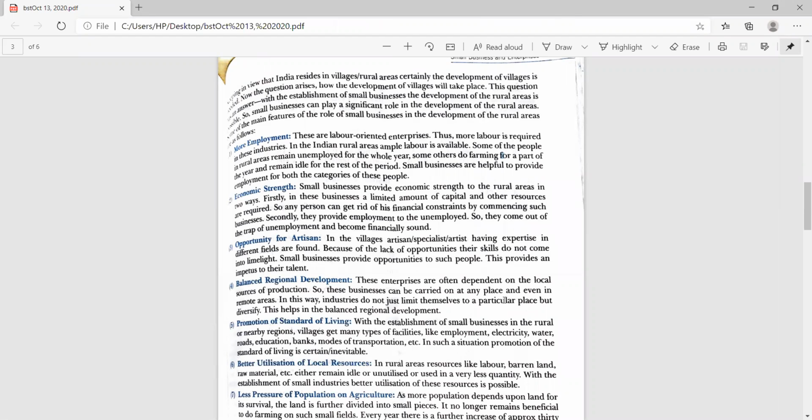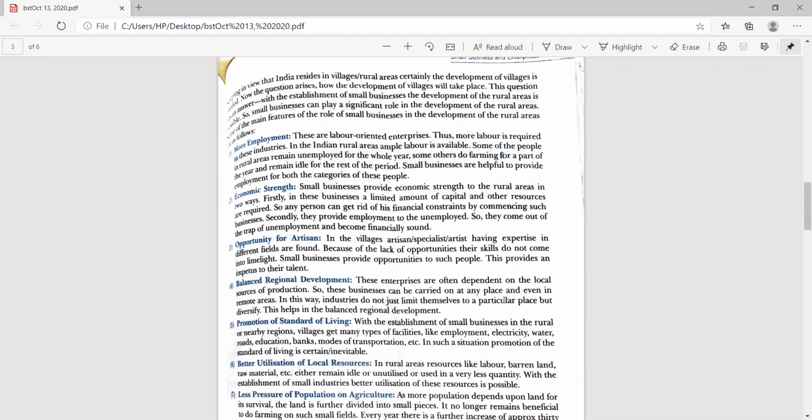In Indian rural areas, ample labor is available. Some of the people in rural areas remain unemployed for the whole year. Some others do farming for part of the year and remain idle for the rest of the period. Small businesses are helpful in providing employment for both categories, whether they are unemployed for the whole year or for part of the year. Since labor oriented techniques are used in small scale businesses, they require that much labor.